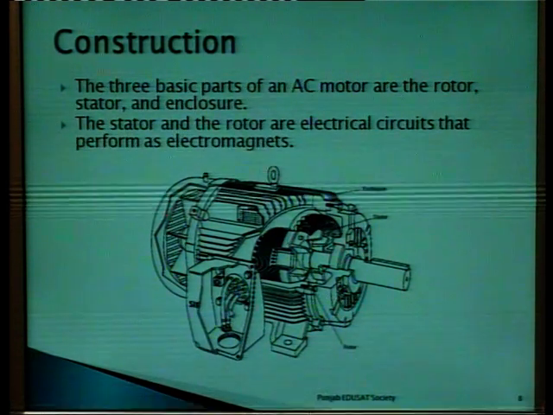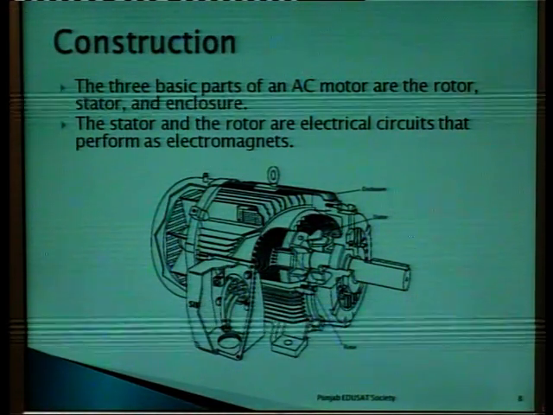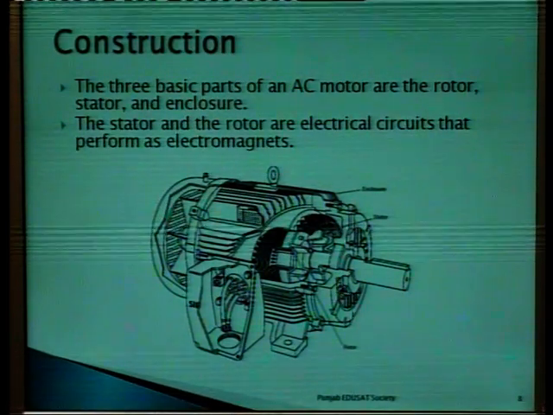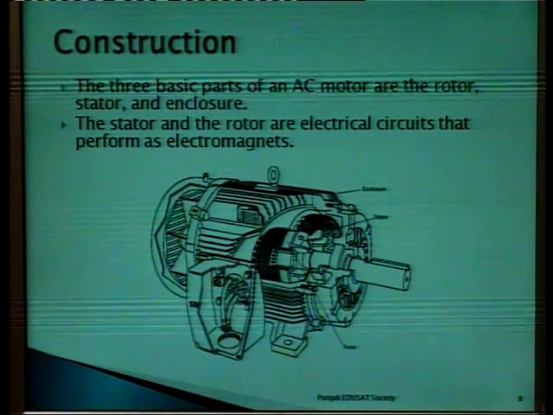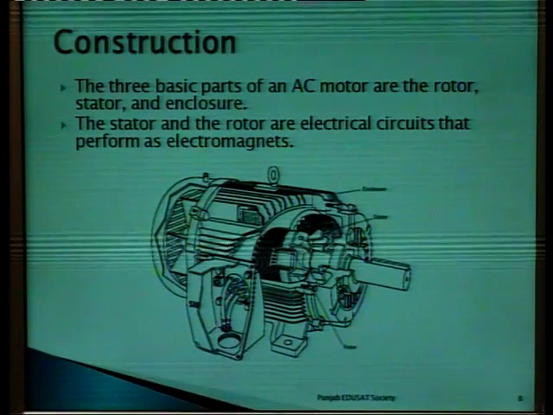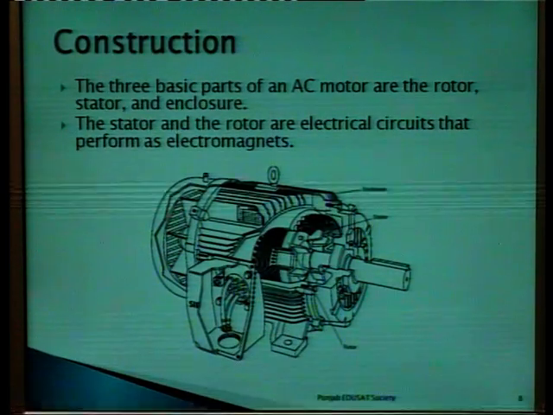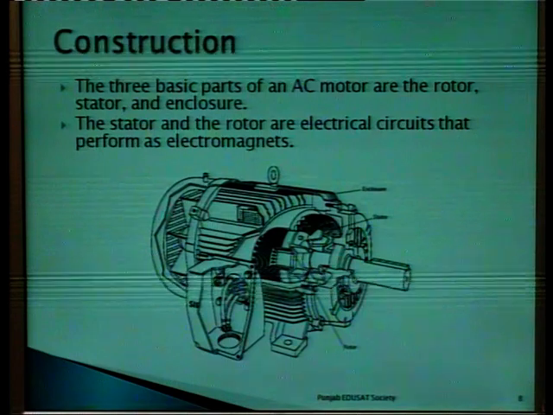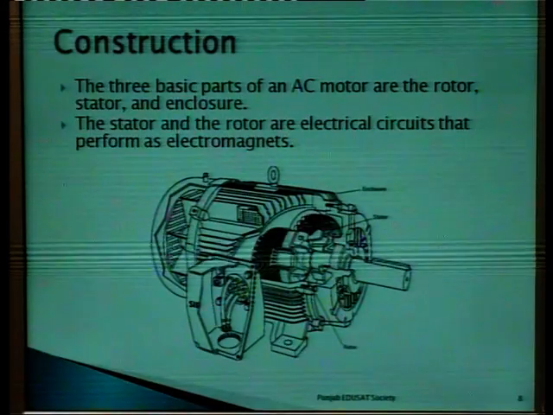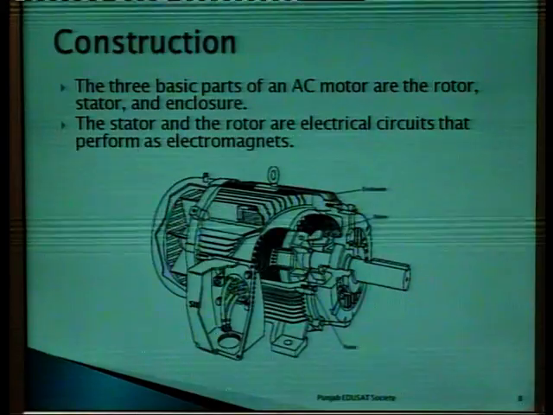The three basic parts of an induction motor or AC motor are mainly rotor, stator, and enclosures. The stator and the rotor are electrical circuits that perform as electromagnets. Stator and rotor are both electrical circuits, and similarly as in the case of a transformer, primary and secondary have no direct electrical connection; only a magnetic field is induced and power is transferred from one circuit to the other. Similarly, in the case of an induction motor, no direct electrical connection is there between stator and rotor of the motor, but as per Faraday's law of electromagnetic induction, power is transferred from one circuit to the other.